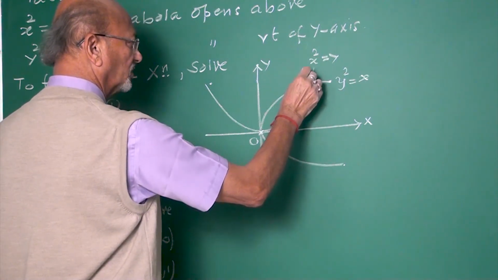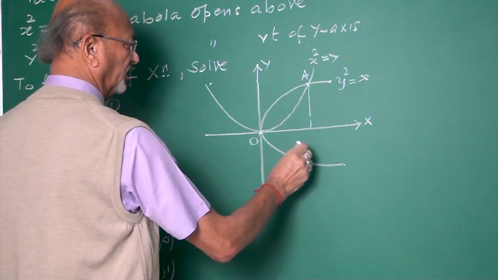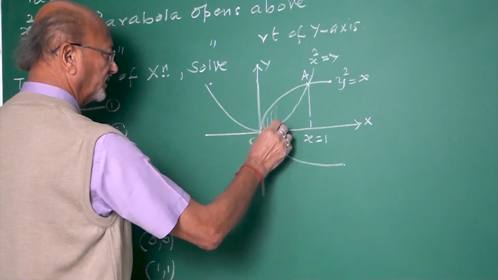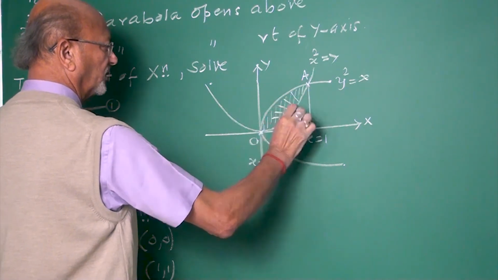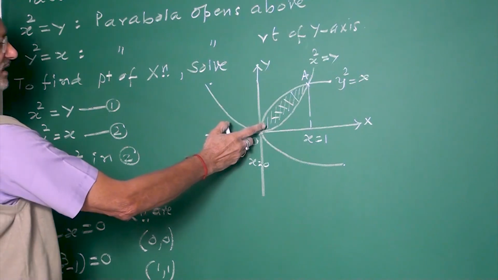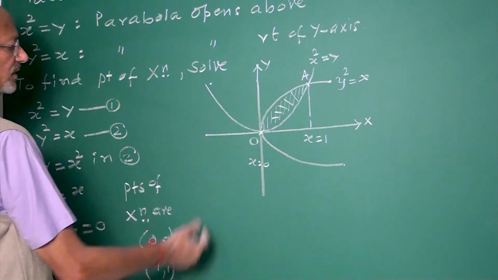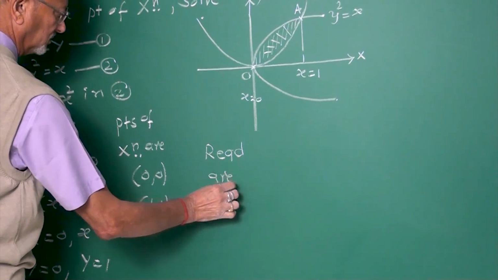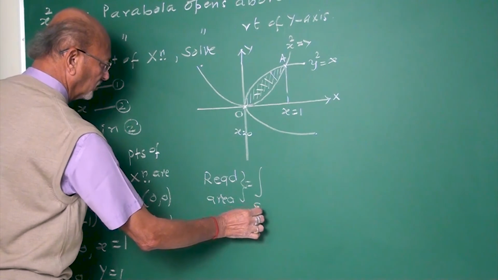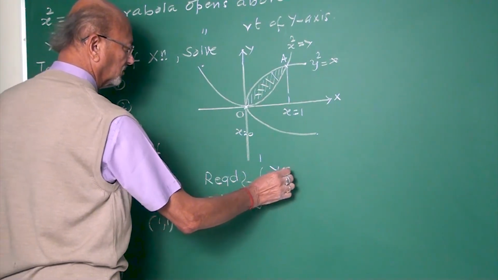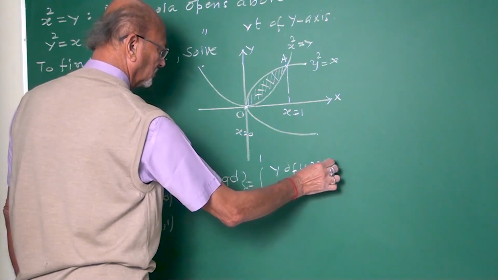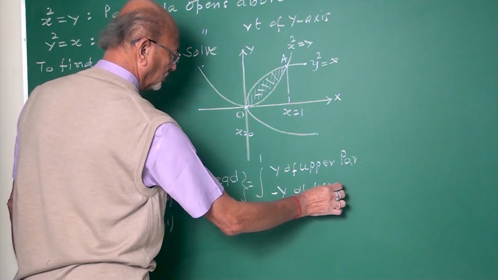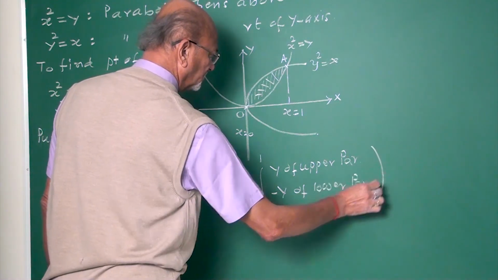This is their point of intersection, A. This is x equal to 1, and this is x equal to 0. This is your required area, the shaded area: y of the upper parabola minus y of the lower parabola. Required area equal to integral from 0 to 1 of y of upper parabola minus y of lower parabola, which you must integrate with respect to x.